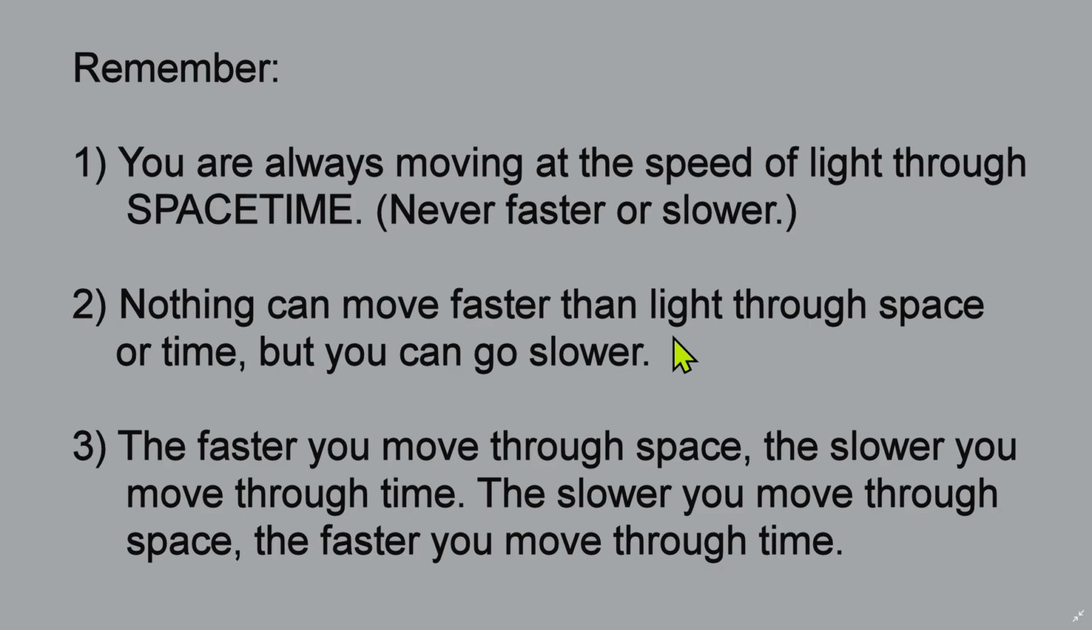But remember, you're still moving at the speed of light through space-time. And the time dilation effect occurs because the faster you move through space, the slower you move through time. The slower you move through space, the faster you move through time. So it's all a trade-off. You're trading motion in space for motion in time, or motion in time for motion in space. You can go different rates through either one of them, but if you go faster through space, you're going to go slower through time, and if you go slower through time, you're going to go faster through space, etc.